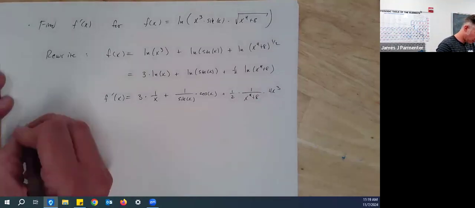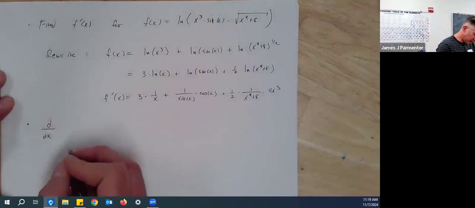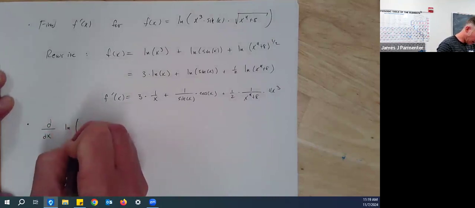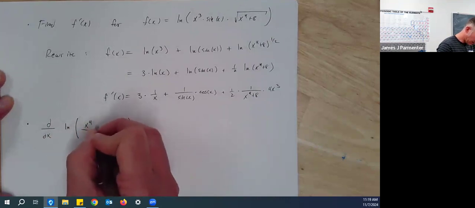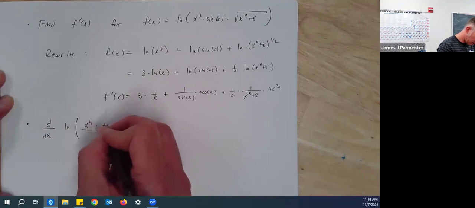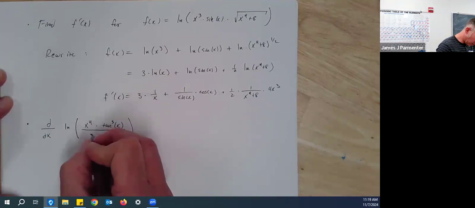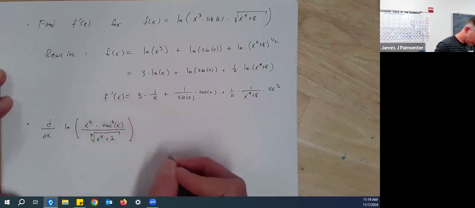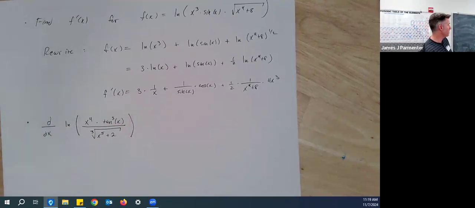Let's do another one. Why don't you guys try this one? So I want you to differentiate the natural log of the quotient x to the 4th times tangent cubed of x divided by the cube root of x to the 5th plus 2. You should definitely break this apart into how many logarithms? 1, 2, 3, or 4?